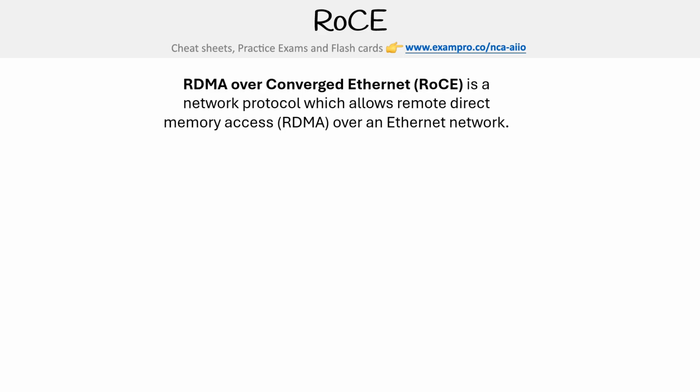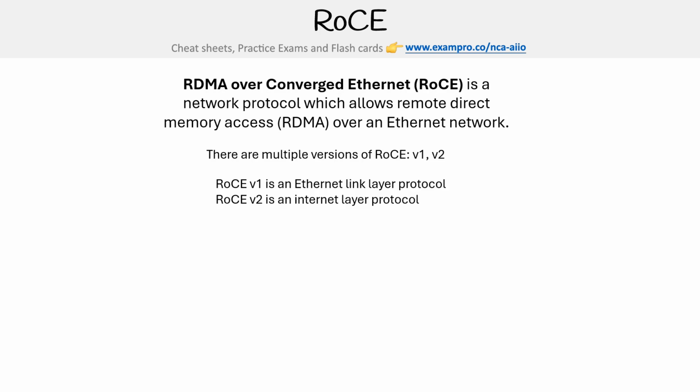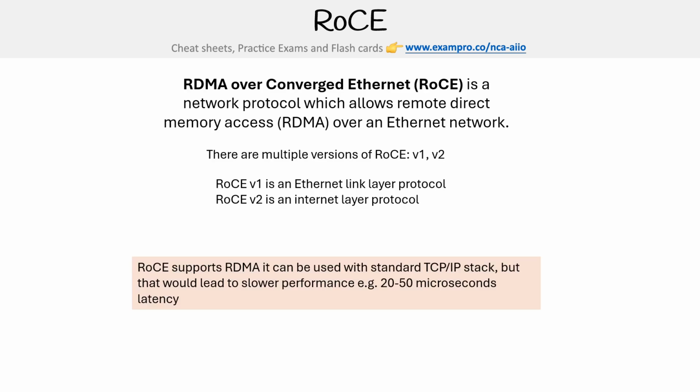Let's take a look here at RoCE, or however you want to pronounce it. It stands for RDMA over Converged Ethernet. It is a network protocol which allows remote direct memory access over the Ethernet network. So RDMA over Ethernet, right? There are multiple versions of RoCE. We have version 1, version 2. Version 1 is an Ethernet link layer protocol, whereas version 2 is an internet layer protocol.